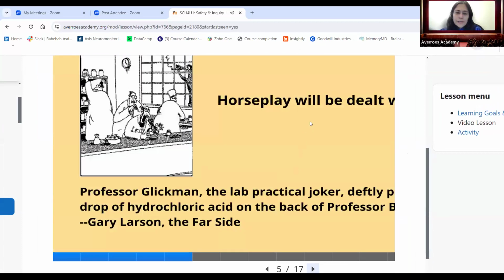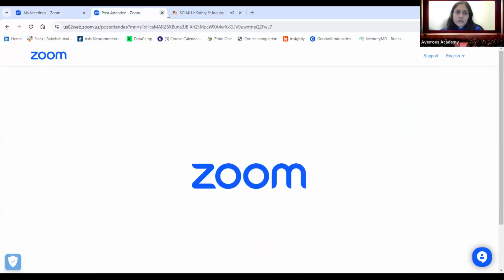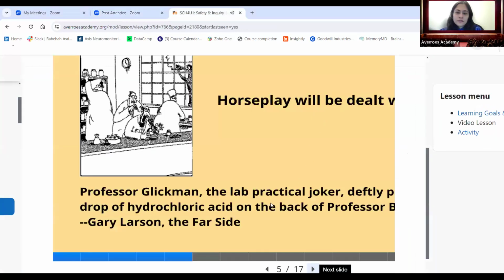So one of the first rules for working in a chemistry lab is that there's no fooling around, no horseplay. And Professor Glickman, a lab practical joker, deftly places a single drop of hydrochloric acid on the back of another professor's neck. This is just a comic here. So that's something you don't want to do.